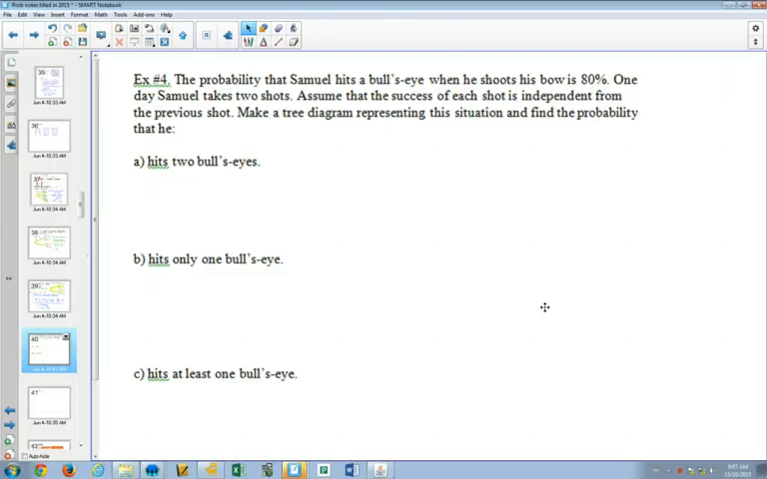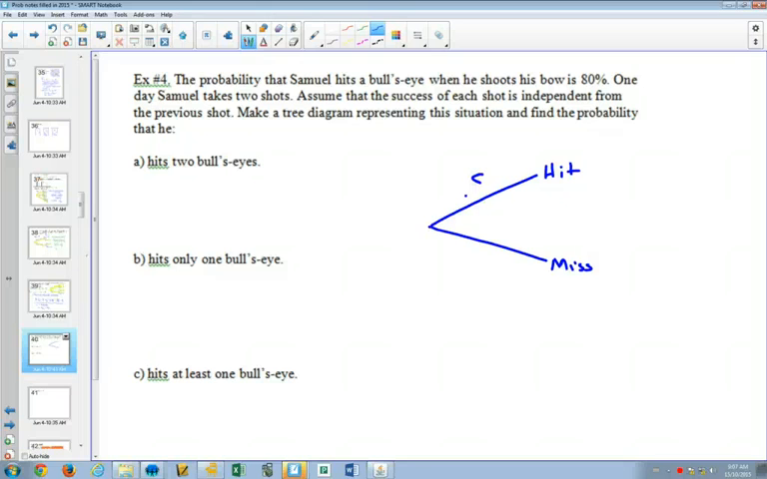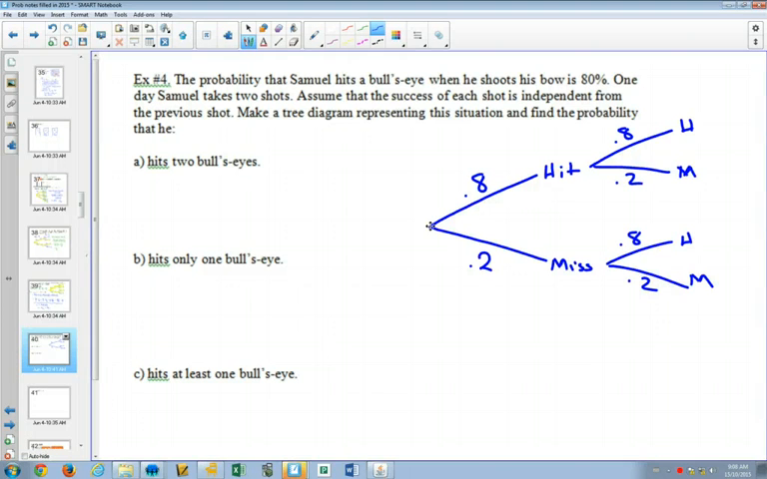Two bullseyes. So we can draw a diagram. Here's our first shot. You've got a bullseye. I'm going to call that a hit and a miss. He's got 80% chance of hit, 20% chance of miss, and then we could go hit and miss again. And since they're independent, he doesn't get better, he doesn't get worse. It's always 80%. Very consistent. I know, impressive.